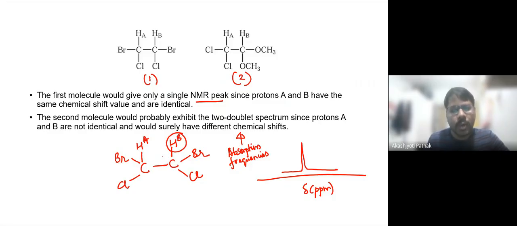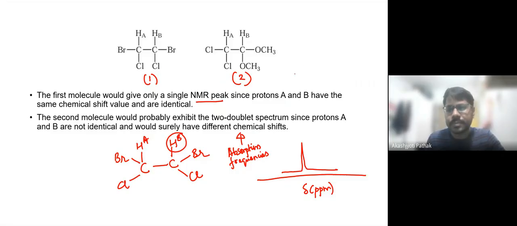So as a result, when you apply that particular RF pulse, both will be shifted by the same frequency. So you will get only a single peak for this molecule. I hope this point is clear, right? Because the chemical environment for this HA proton and HB proton are the same, that is why you only get a single peak for this particular molecule.